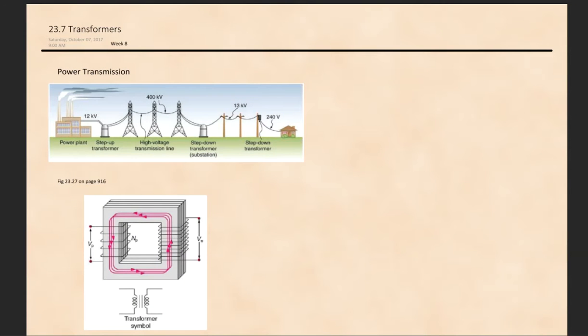Section 7 out of Chapter 23 deals with transformers. One of the most ubiquitous uses of transformers is in the process of power transmission. Power transmission is how I get electricity into my house.